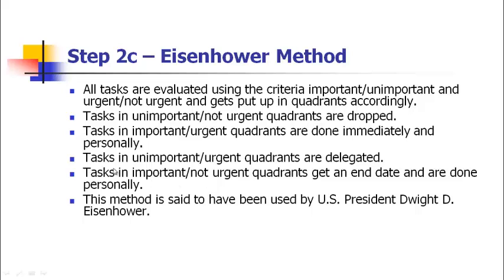So if you want to acquire any learning, you have to do it personally. If you want to improve your soft skills, you have to go through this video. There is no choice about it. So that falls in the important and non-urgent quadrant. Now this method is said to have been used by US President Dwight D. Eisenhower. That's why it is called the Eisenhower method, and this is a part of the fourth generation of time management as well.